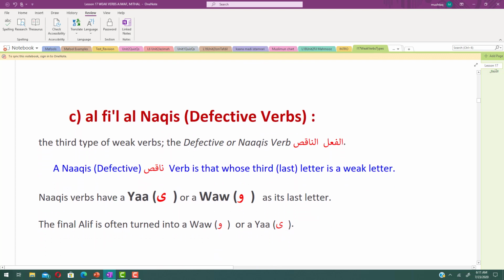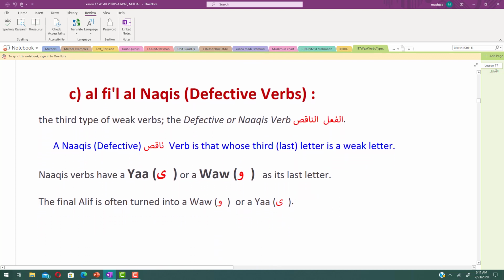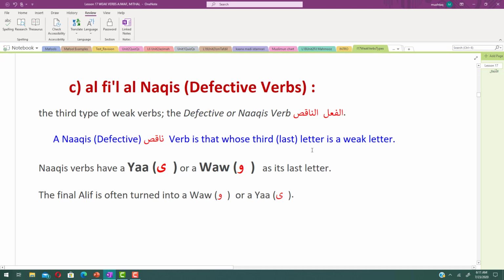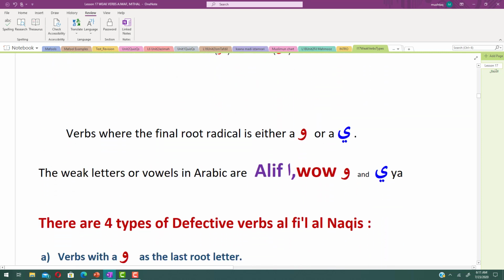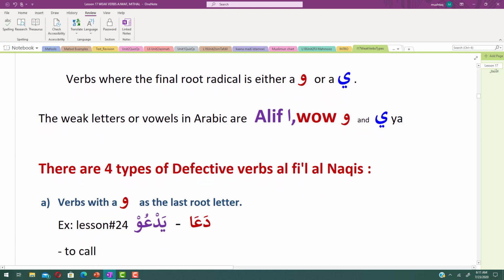The third type is al-fi'l al-naqis, which means defective verbs. The third type of the weak verbs is the defective or the naqis verb. The naqis or defective verb is one whose third or last letter, the lam radical, is a weak letter. Naqis verbs have a ya or a waw as their last letter. The final alif is often turned into a waw or a ya. Verbs where the final root radical is either a waw or ya are naqis.